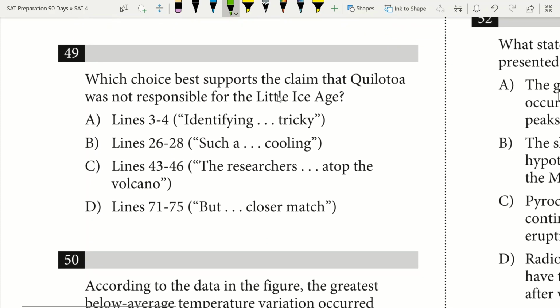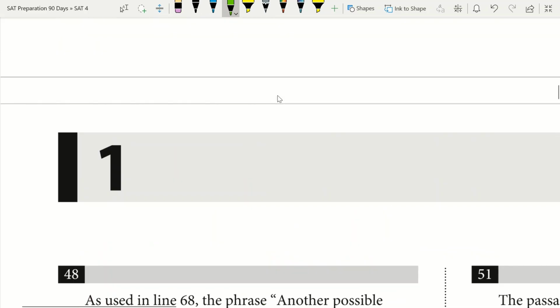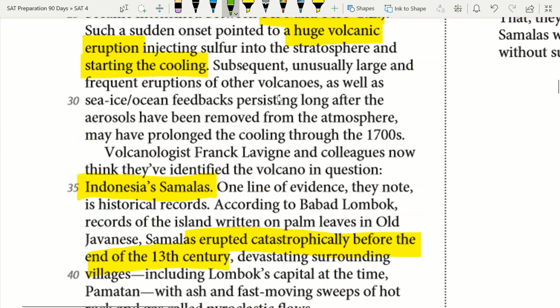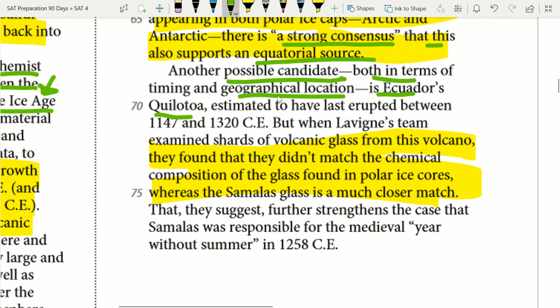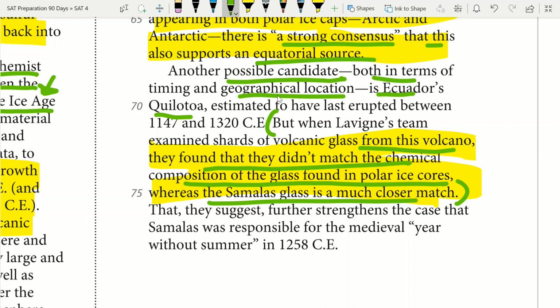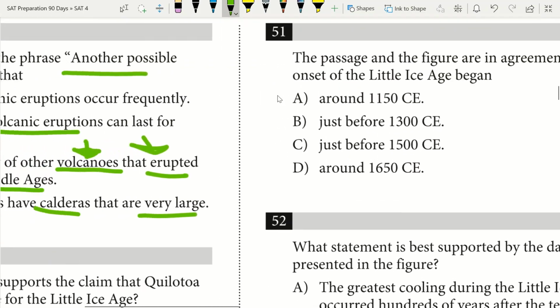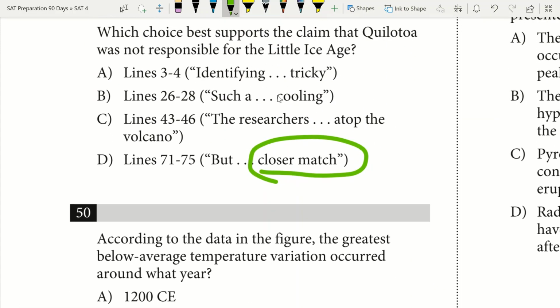All right, now we got which choice best supports the claim that Quilotoa was not responsible for the Ice Age. Okay, the big thing that sticks out to me right here is the words closer match, so I'm going to start there in lines 71 to 75, because that's probably telling me that there's another volcano that is a closer match. We have, but when Levine's team examined shards of volcanic glass from this volcano, they found they didn't match the chemical composition of the glass found in polar ice cores, whereas the Samalas glass is a much closer match. I see that that's from lines 71 down to 75. So find an answer choice that has that. That's going to be D for 49.